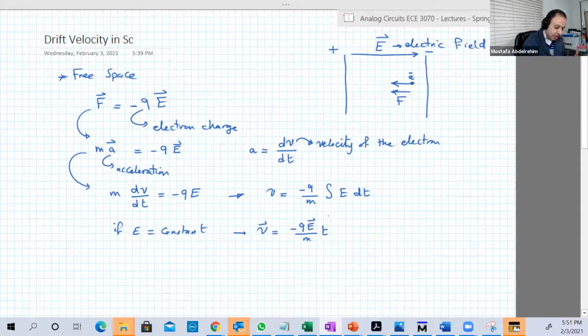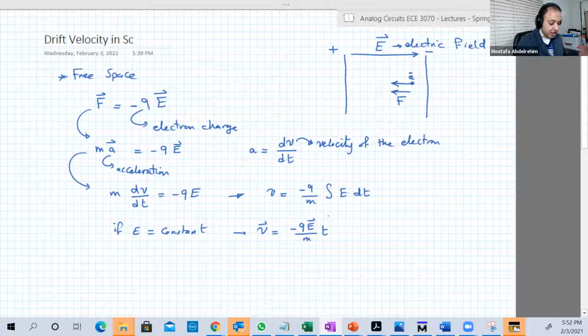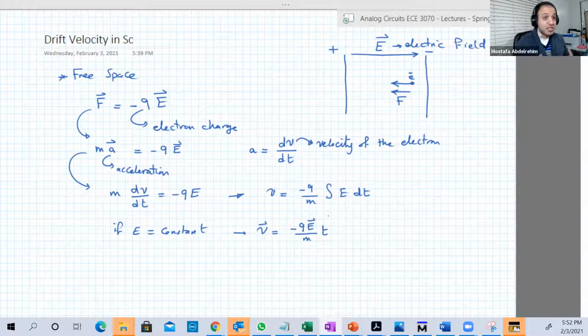Let's just look at this equation. That means that the electron will move in a straight line because the electric field is a straight line. And the speed will change at a constant rate versus time. For each one second, for example, there will be an equal increment in the speed. Since the speed is incrementing, there will be acceleration. But that's the free space.